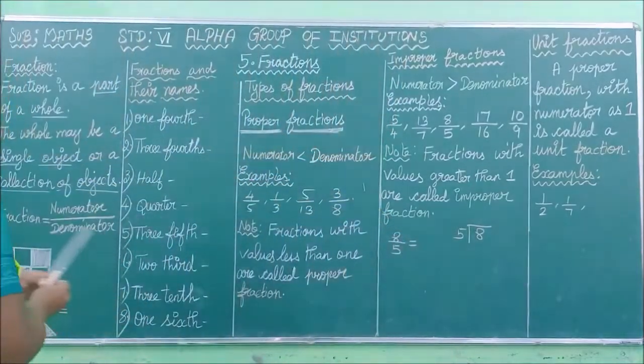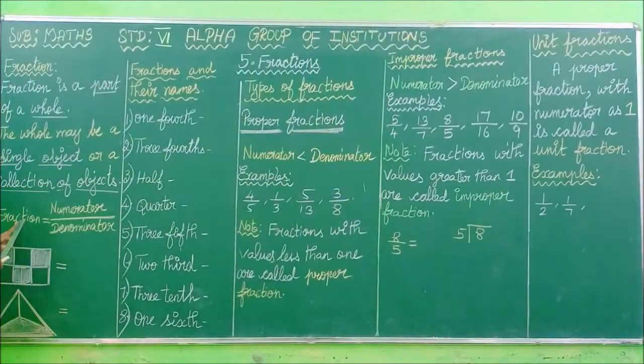Look at the board. What does a fraction contain? Fraction contains a numerator and a denominator. Between the numerator and denominator we have a small bar. We can also call this bar a vinculum. So the numerator and denominator give a fraction.